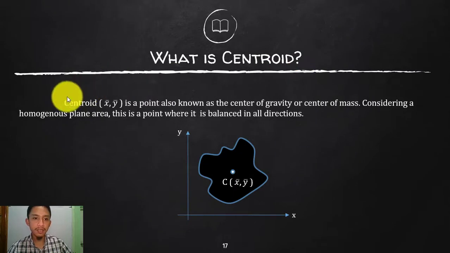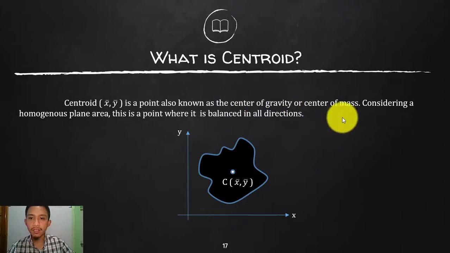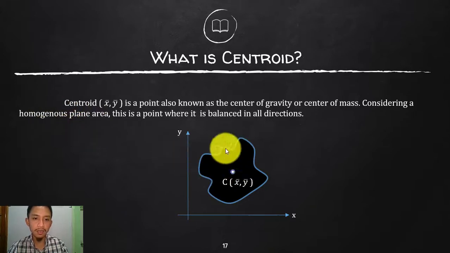So what is centroid? In this figure, again, if this is the area, centroid is the point on the area wherein if you try to consider that, it will be balanced all throughout the direction. We commonly denote that as x bar, y bar, the coordinates of your centroid. Sometimes we call that the center of gravity or center of mass, considering the area to be homogeneous.